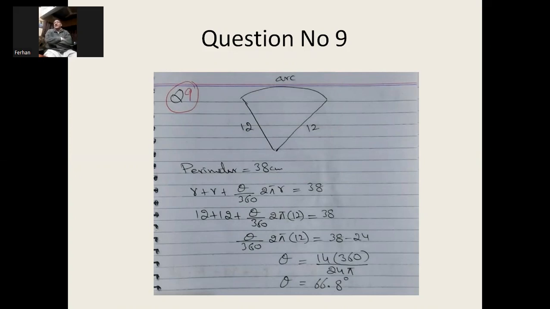So when I make 38 minus 24, that will be 14. So I will take this theta. I want to find out the value of theta. So I will take 2 pi and 12, that will be 24 pi. That is multiplying here, so when it goes to the other side, it will divide. And the 360, which is dividing on the left side, when it goes to the other side, it will multiply. So theta will be equal to 14 multiplied by 360 divided by 24 pi, and that will be 66.8 degrees.